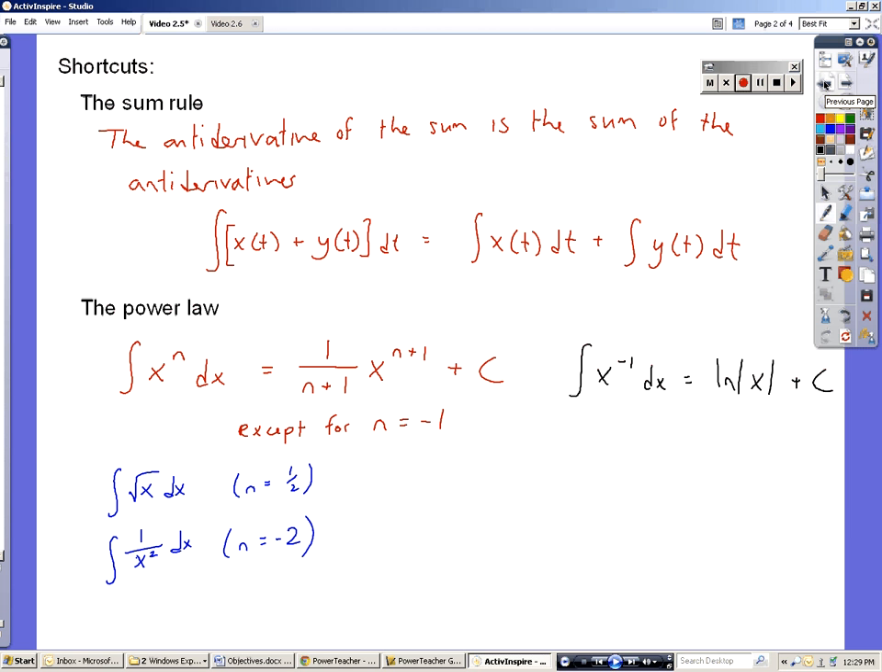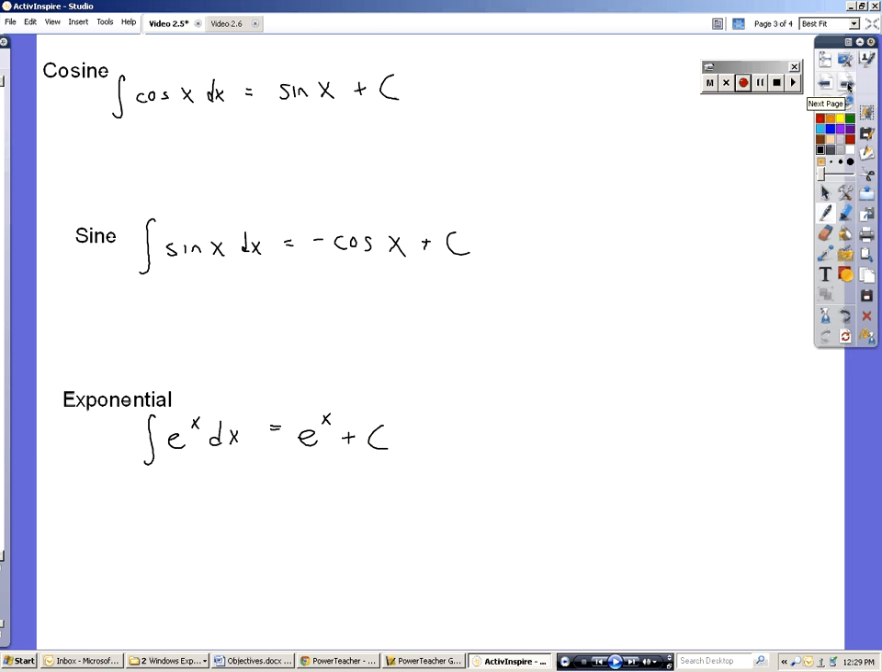The sum rule is easy. The power law is less easy but tremendously important. Cosine, sine, exponential, all fairly easy to remember. The important thing is this negative sign and that one. At this point, you should be able to do many of the problems in your homework assignment, and what I'm going to check tomorrow are problems 1 through 3 on that assignment.